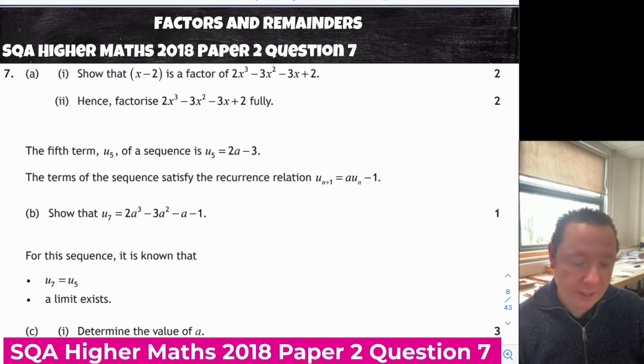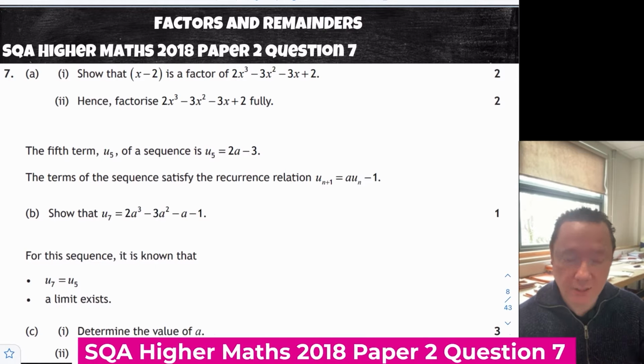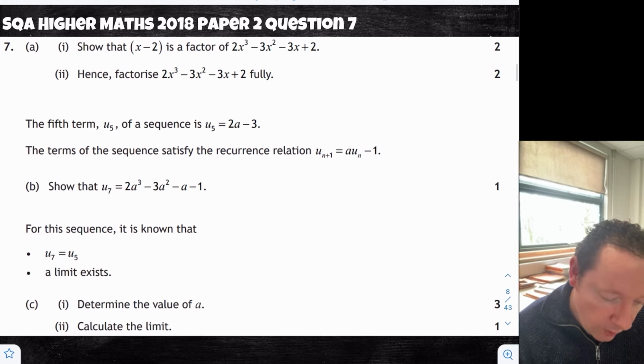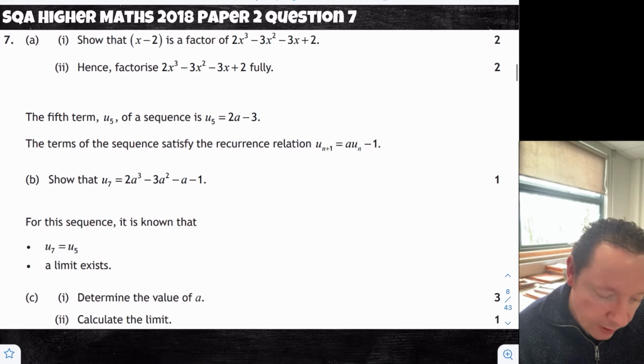This is the remainders. SQA Higher Maths 2018, paper 2, question 7. Part A: show that x minus 2 is a factor, then factorise fully. Then part B is a sequence question. Sequence is not in the course this year, but I'll show part B anyway for the sake of completeness. Show that x minus 2 is a factor of 2x cubed minus 3x squared minus 3x plus 2.